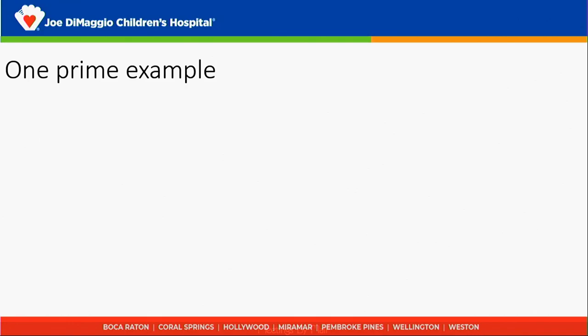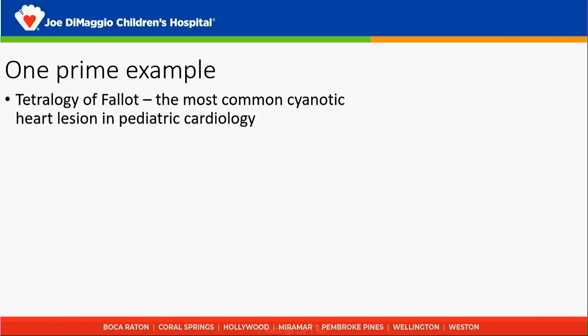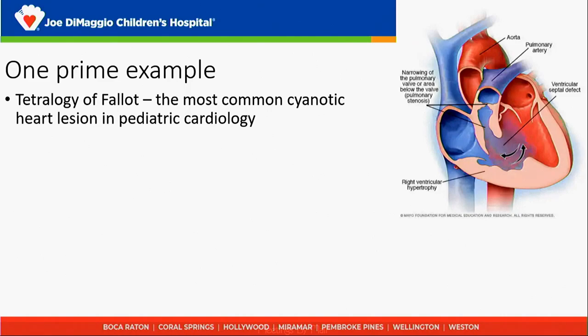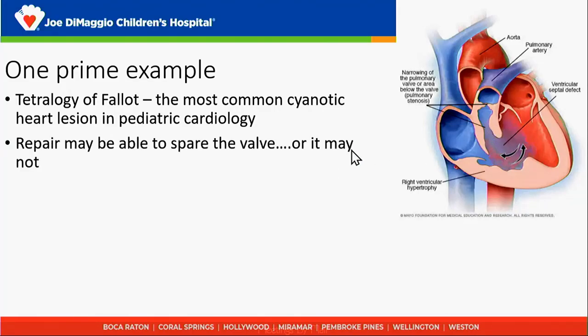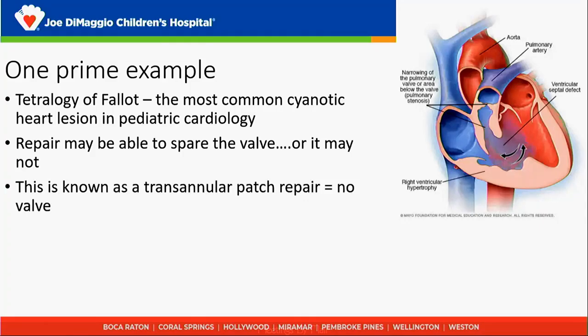Now, one prime example is tetralogy of Fallot. This is the most common cyanotic heart lesion in pediatric cardiology, made up of an overriding aorta, a VSD, right ventricular hypertrophy, and then usually a dysplastic pulmonary valve and an RVOT hyperplasia. Repair might be able to spare the pulmonic valve, or it may not be salvageable. And in the case where it's not salvageable, they undergo what's known as a transannular patch.